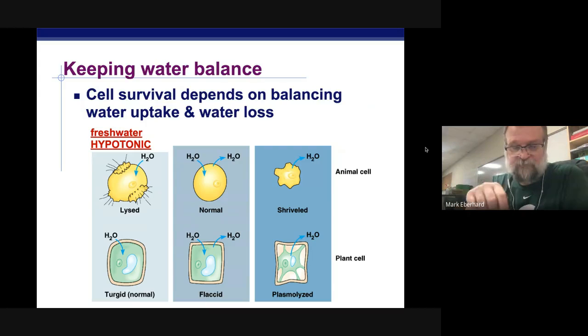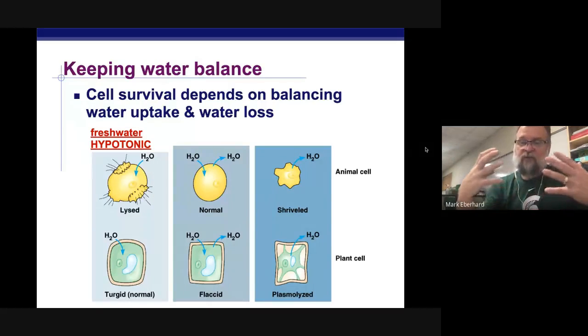Hypotonic. Hypo literally means below, and tonicity has to do with the firmness of the cell due to the amount of water available.